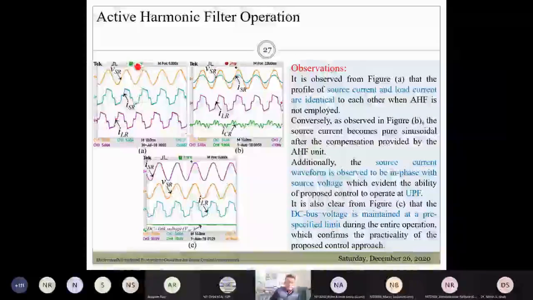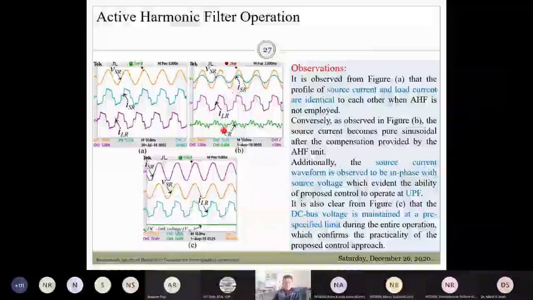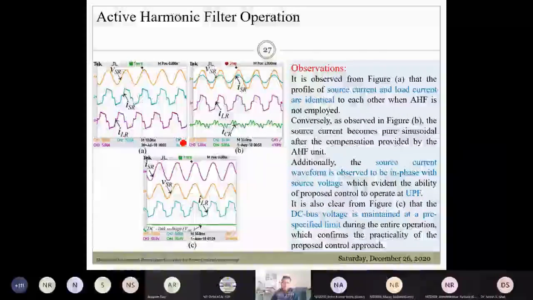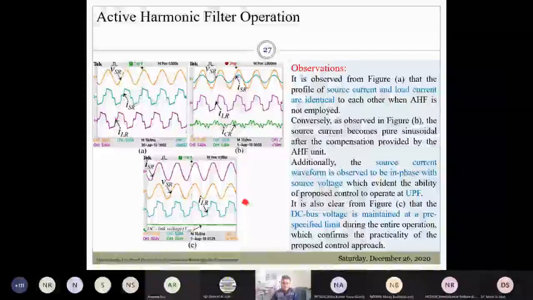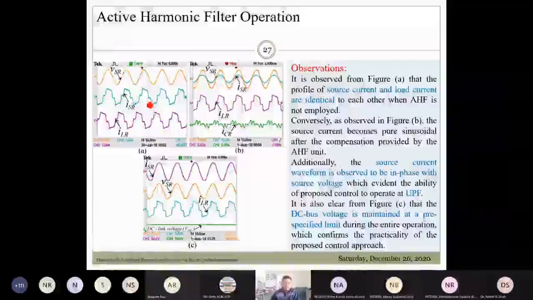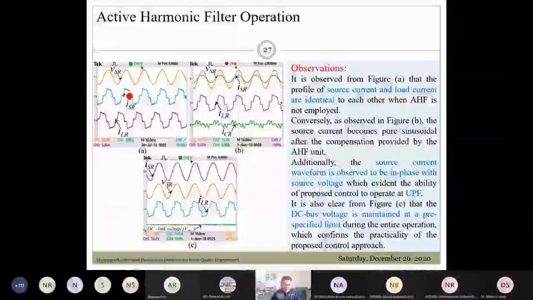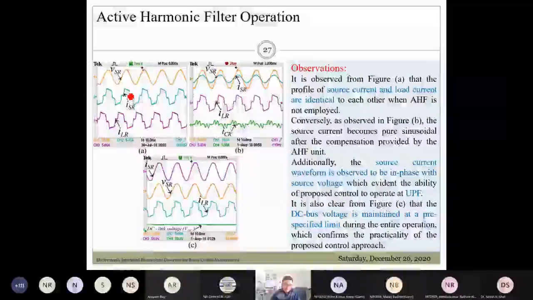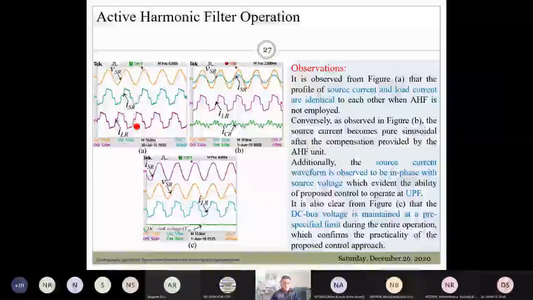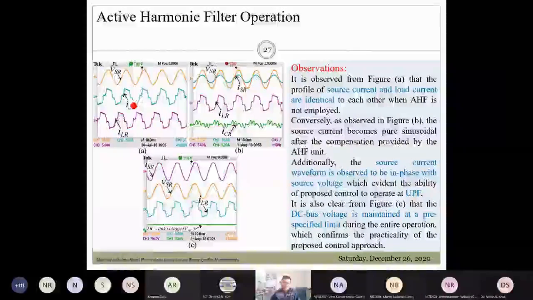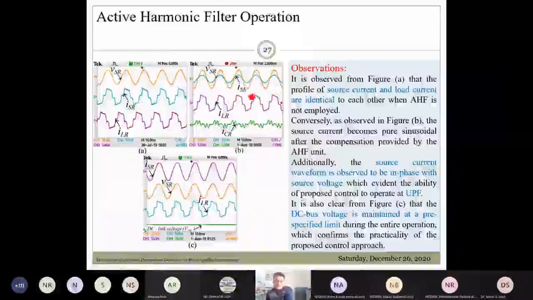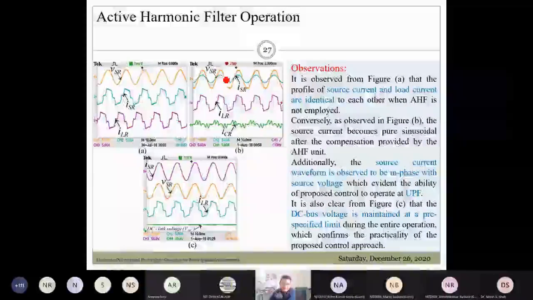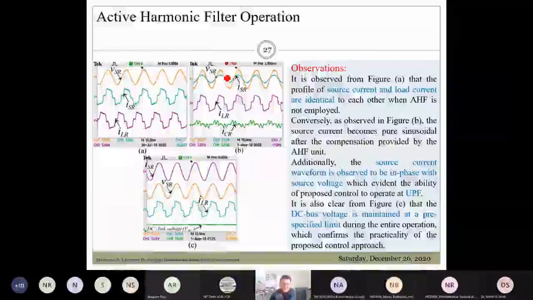So the focal point of this experimental test is to examine the active harmonic filtering capability of the active current control loop. Apparently, when the active harmonic filter is disabled, the grid current is contaminated with harmonics, and the grid current and the load current are identical to each other. On the contrary, when the active harmonic filter is enabled, the grid current is ensured to be unconditionally balanced and purely sinusoidal. Besides, the grid current is in phase with the grid voltage, confirming the unity power factor of the active current control.